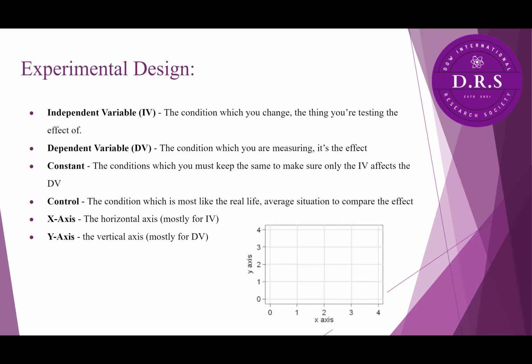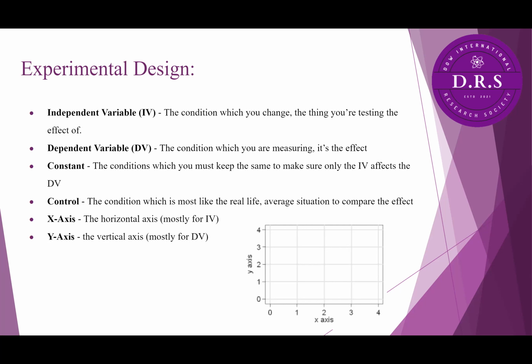There's something called a control, which is the condition which is most like real life, or the natural condition, or the average situation compared to the effect. This is going to be used in more like clinical trials, where if there's a standard procedure currently to deal with things, then that is going to be the control. And you're going to test whatever additional thing you're doing against that control to see if what you're doing makes a measurable difference in comparison to what is already happening, right?